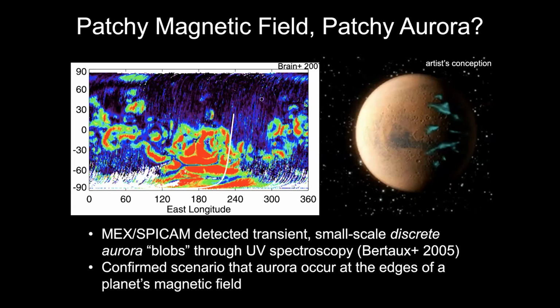I'll start with what's already been alluded to, which is these crustal fields shown in a map on the left-hand side, and an artist's conception on the right-hand side that's indicating the patchy aurora that corresponds to the cusp regions between those closed magnetic field regions. And this, if anything, reinforces the terrestrial idea that aurora are restricted to the edges of magnetic fields.